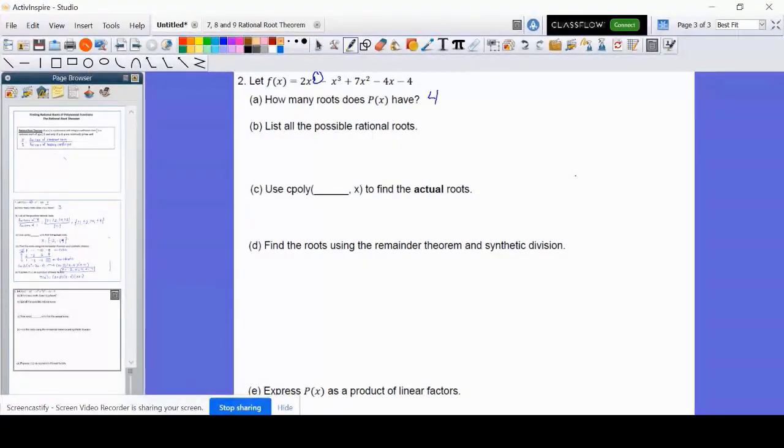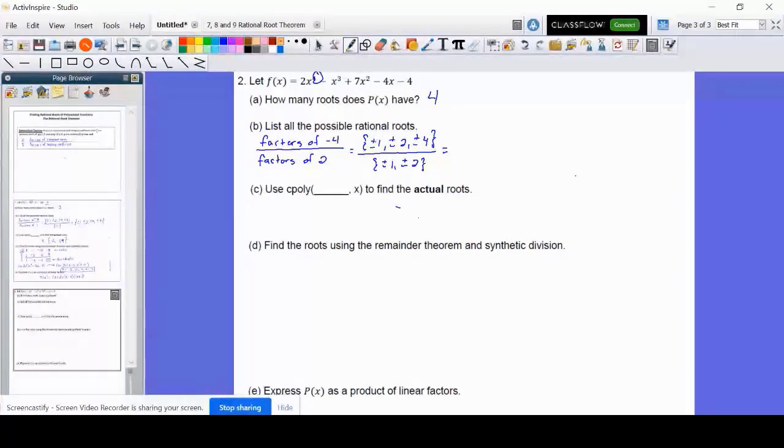All the possible rational roots would be the factors of our constant term, negative 4, over the factors of our leading coefficient, which is 2. The factors of negative 4 would be plus and minus 1, plus and minus 2, and plus and minus 4. Factors of 2 would be positive and negative 1, and positive and negative 2. Now we need to divide everything in the top by the bottom.